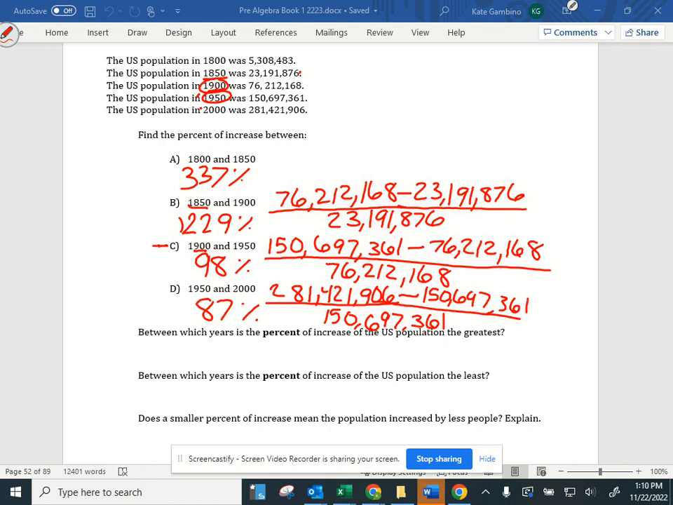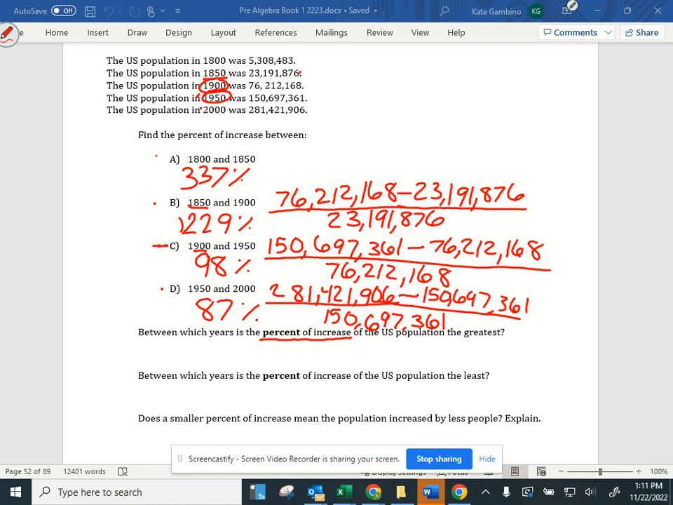So this is the greatest amount of percent increase we had? Look at our percentages we had for each of those years. Oh, I was looking at the numbers. Yeah, that's what I did. But you have to read the question. Between which years is the percent of increase? They're not looking at when did the population increase the most. When was the percent of increase the most?